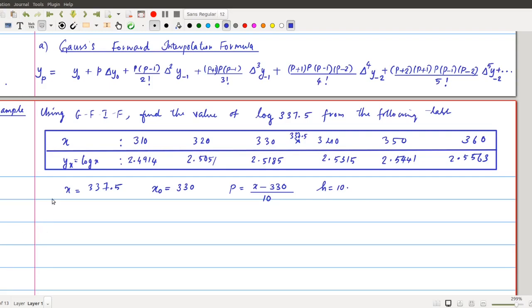Now we construct the forward difference table. From that we can collect the values y minus 1, delta square y minus 1, delta cube y minus 1, etc. So first we construct the Newton forward difference table.